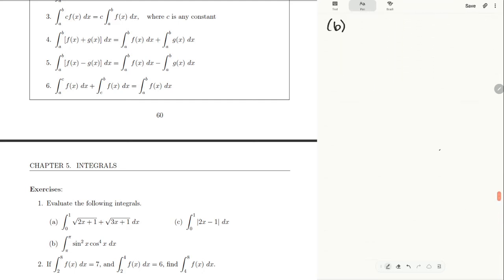In the next example, we have the integral from pi to pi of sine squared of x cos to the 4th x dx. So if we look at the limits of integration, we're integrating over the same value. And so we know by the second property that this integral is equal to 0.